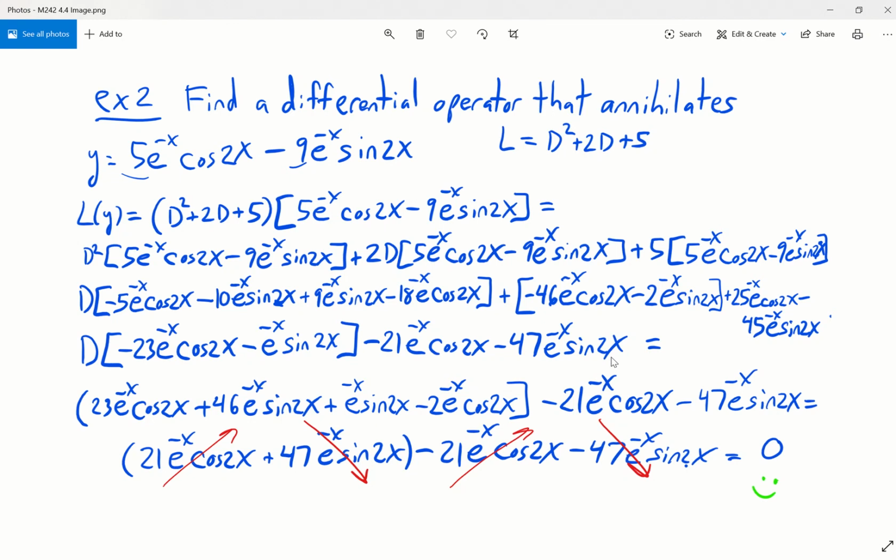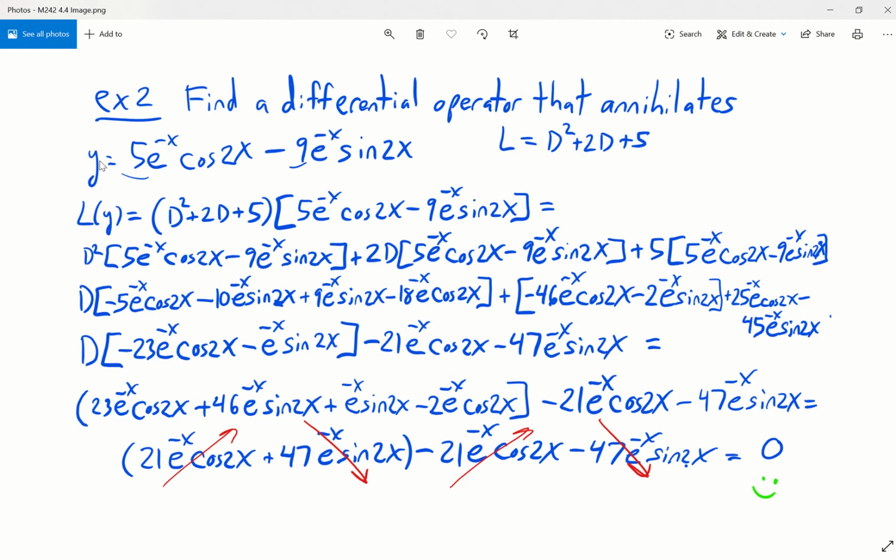Before we move on to the next little bit in section 4.4, let me go back and revisit the ending of the botched video where I dropped a sign. We went through all of this work to find a differential operator that annihilates the function y equals 5e^(-x)cos(2x) minus 9e^(-x)sin(2x). Based upon the recommendation in the textbook, the desired linear operator should be D squared plus 2D plus 5. And the claim was that this should annihilate the function y.